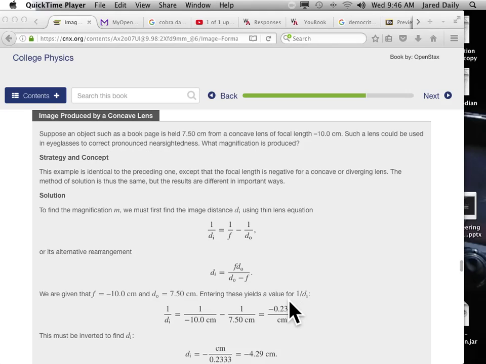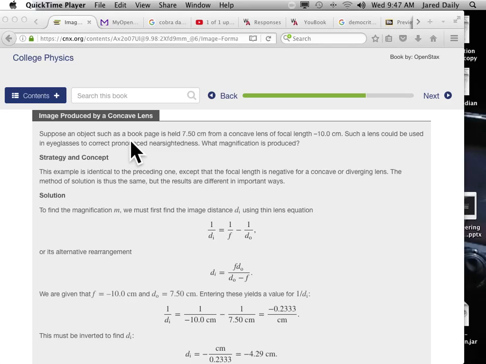Now, what if we do the same thing with a concave lens? The only thing that really changes is our focal length now is going to be a negative number, right? Still, if the distance to the object, if it's a real object, something you can touch, is still going to be a positive number. And if the image is on the same side, it's going to be a negative number. If the image is on the opposite side, it'll be a positive number, same deal. So we'll just be calculating that.